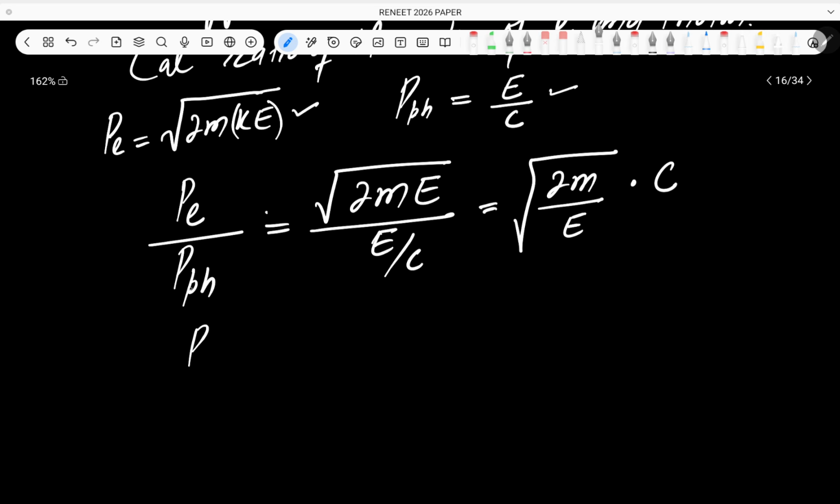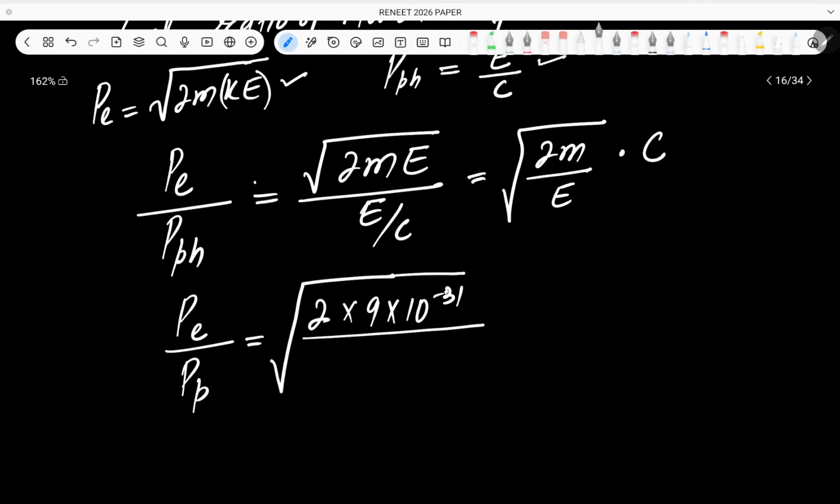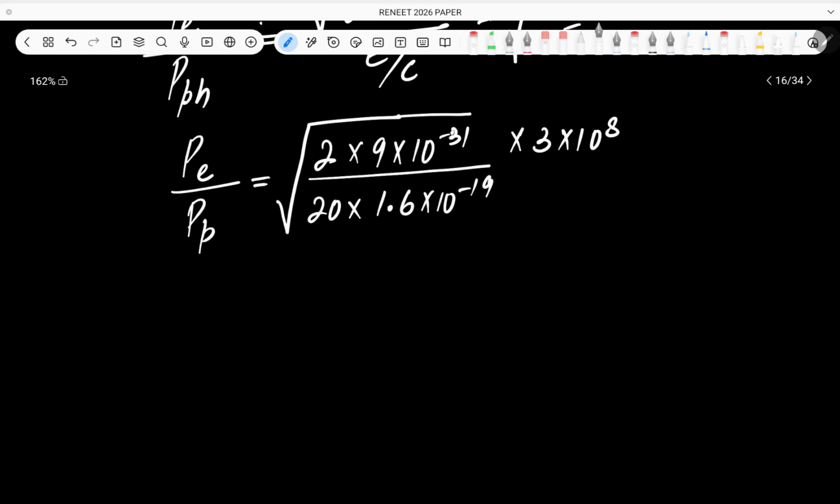Now let's put the values here. Momentum of electron divided by momentum of photon comes out to be under root of 2 into mass of electron. You know that it is 9, it is given in the question, but it is a fundamental constant. आपको याद होना चाहिए इसका value. 9 into 10 to the power minus 31. Energy is given to you, 20 electron volts, and 1 electron volt is 1.6 into 10 to the power minus 19. All right, and the velocity of light, you know that it is 3 into 10 to the power 8. Now let's try to solve this equation here.